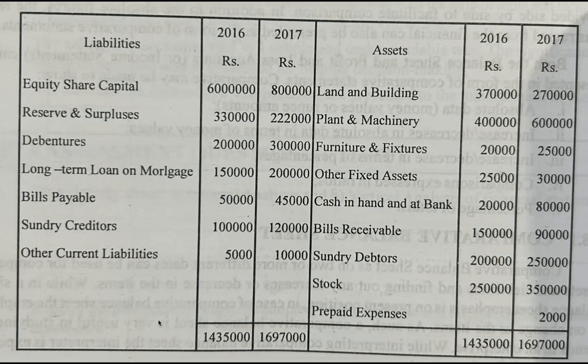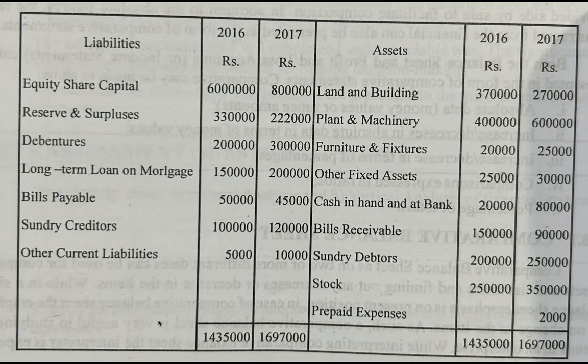The balance sheet of X Limited Company as on 31st March 2016 and 17, or 31st December 2016 and 17. This is how the heading should be. As on the last day of the financial period, you have to present the balance sheet. Fine. Liabilities on the left side.